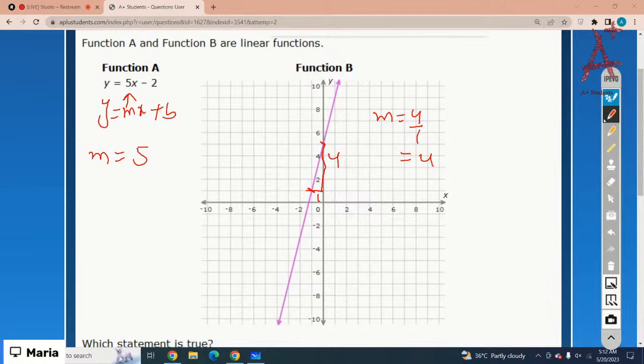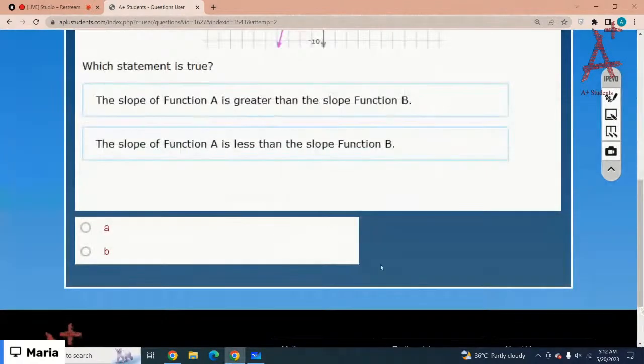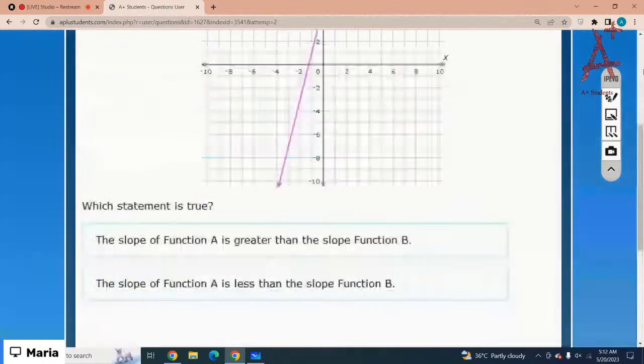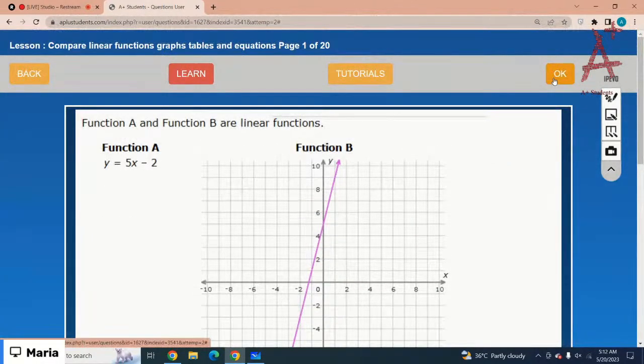So which is the correct option? The correct one is slope of function A is less than slope of function B. No, slope of function A is 5 and slope of function B is 4. That means the slope of function A is greater than slope of function B. A option is the correct one. Slope of function A is 5 and B is 4.